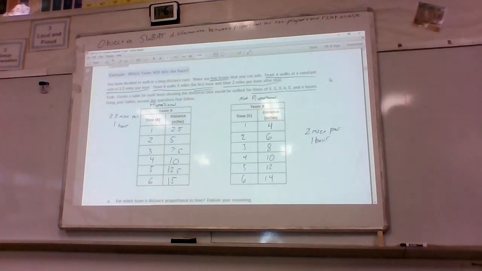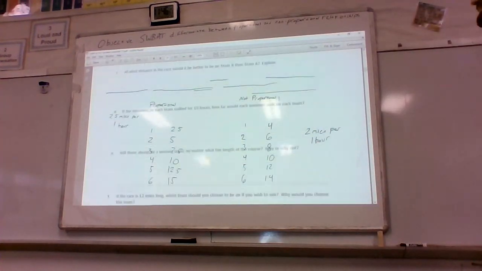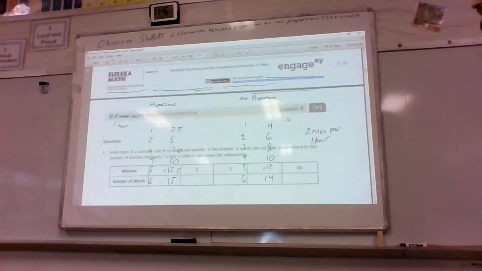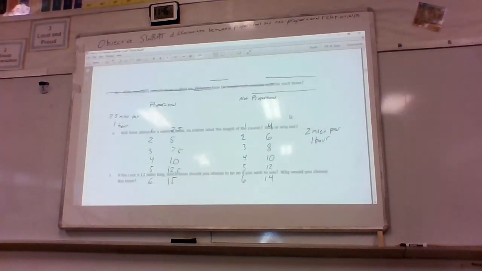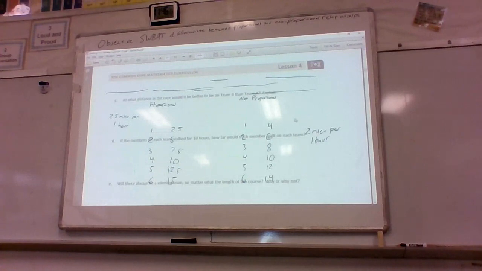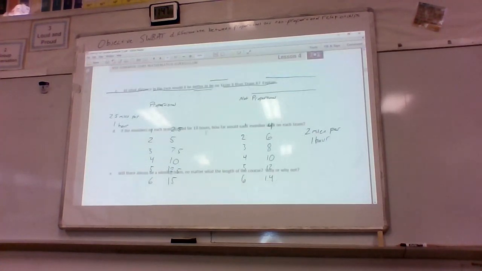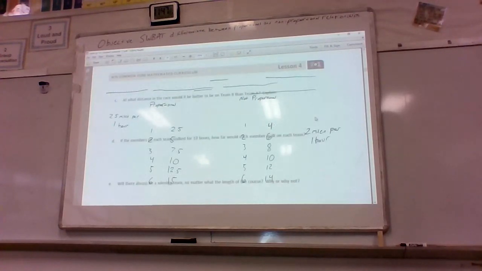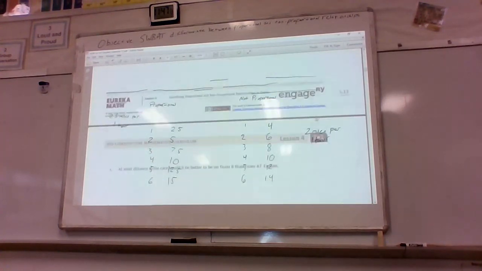All right, let's look at our other questions. Well, actually, we have quite a few more questions. Let's see. Letter D: if the members of each team walked for 10 hours, how far would each member walk on each team?